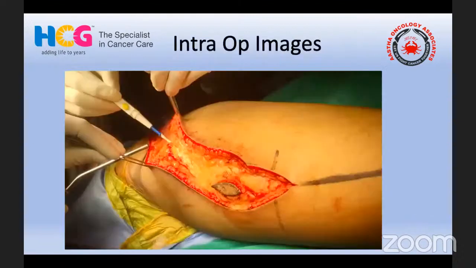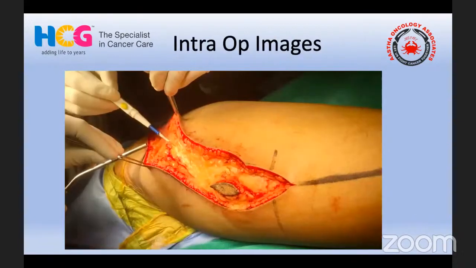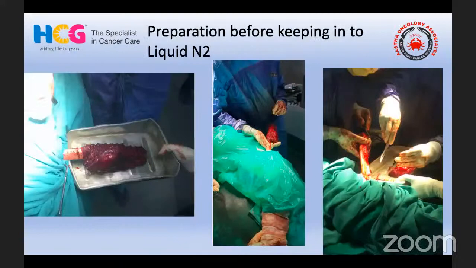So the standard lateral approach was taken, and only a proximal osteotomy from just at the level of LT was done, with the separating of this.